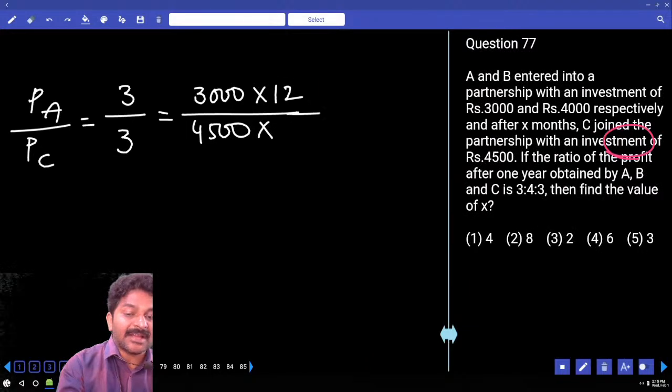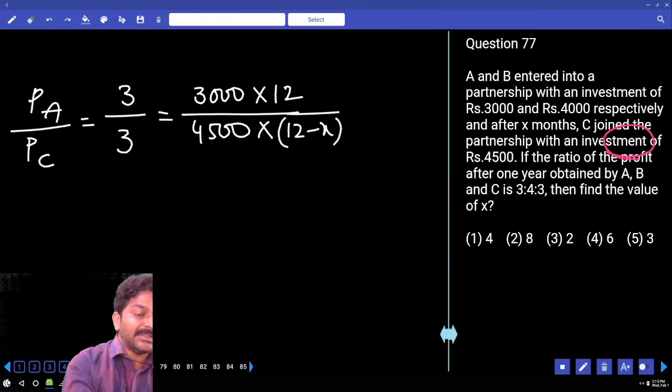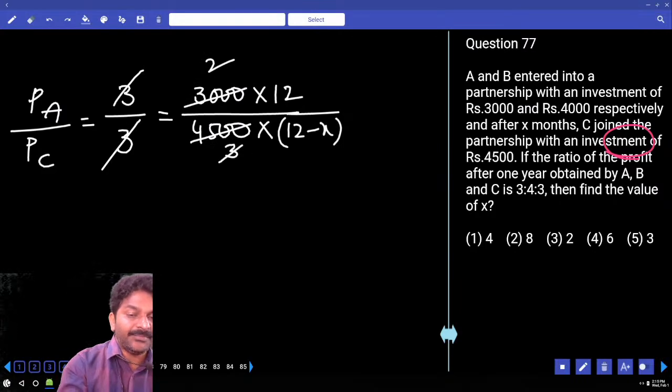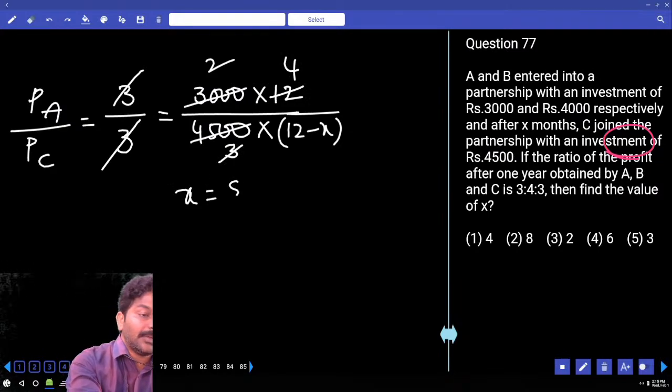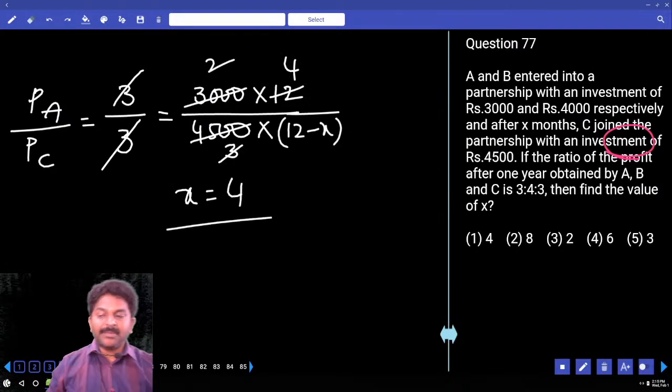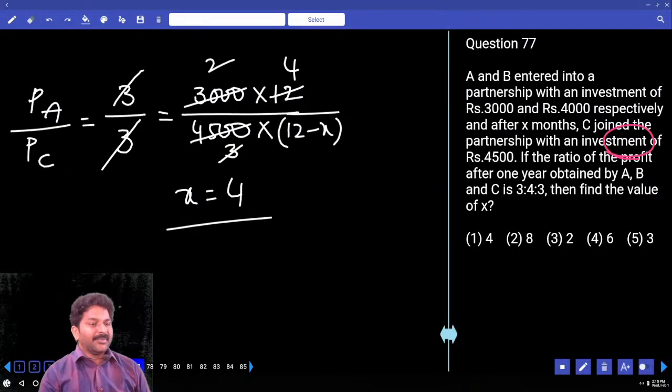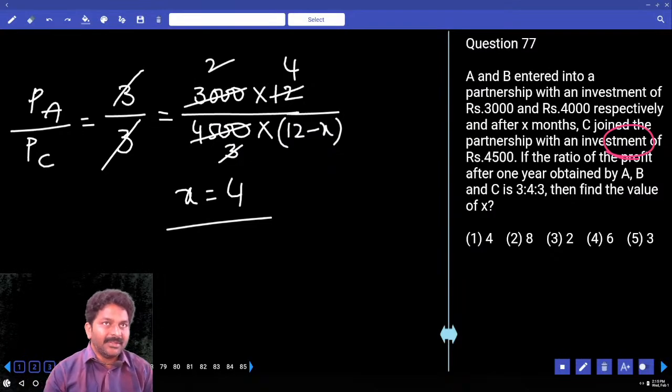If C joins after X months, he will be there for 12 minus X. This is 1, 1500 2 times, 1500 3 times, 3 4 times. 12 minus X is equal to 8, X is equal to 4. That means C joined after 4 months. Instead of profit of A, you can even start with profit of B also. You'll get the same answer.